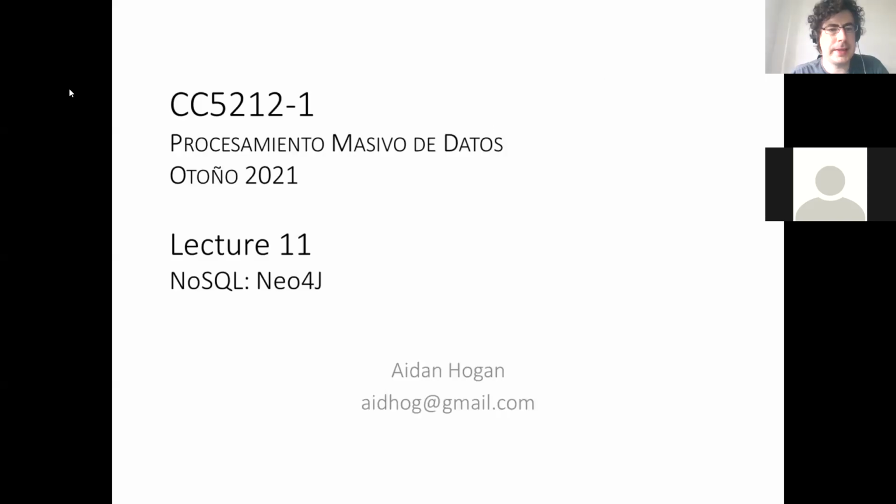So in the class today, we're going to talk about a new type of database, specifically graph databases. And we're going to focus mainly on one type of graph database, which is Neo4j, after I motivate a little bit more the need for, or the use cases for, graph databases.